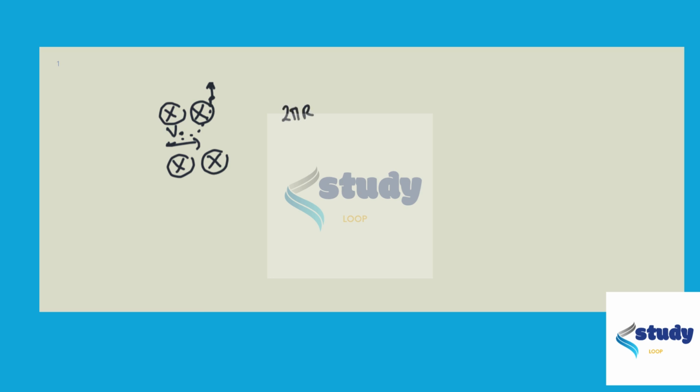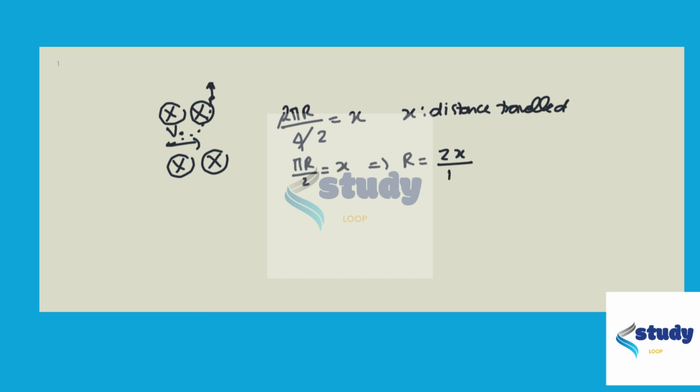So 2 pi r being the circumference over 4. Let's call this the distance traveled, x, which is given to us in the problem. So isolate these. Pi r over 2 equals x. From here, we can write the radius as 2x over pi.